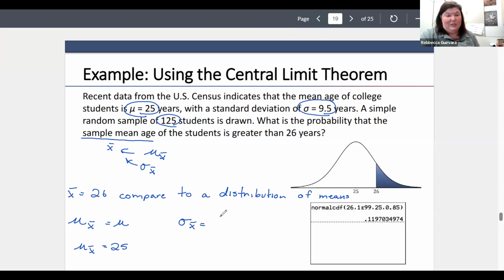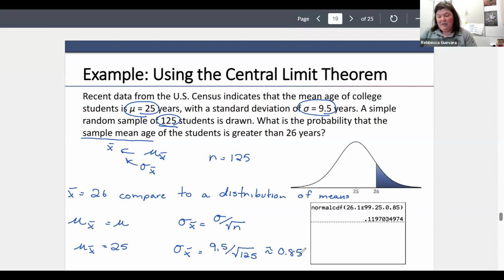I need sigma sub X bar, which I know is just my population standard deviation divided by the square root of the sample size. We were told right here that we're taking a sample of 125 students, so that's my sample size. So sigma sub X bar is going to be the population standard deviation of 9.5 divided by the square root of my sample size, 125. I'm actually not going to round this. If you do, you're going to get 0.85. Actually, let me double check this quick. Yeah, that's an approximation. So I'll show you what I do in the TI-84.